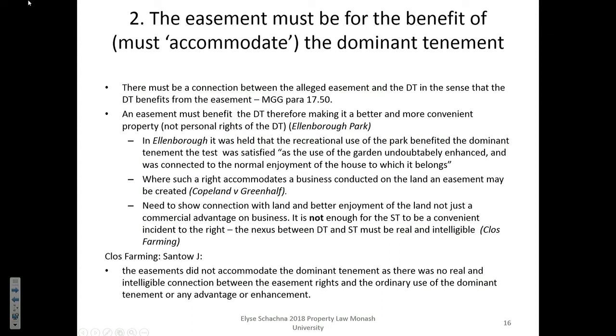So when we're looking at this element, the easement must be for the benefit and must accommodate the DT. We're talking about the land. Is this making the land more convenient? So thinking about if we were trying to get access to a beach, if it's in that area and that's allowing the property to have access to the beach, that is accommodating the DT. It is for the benefit of the DT. Yes, the owners of the DT are getting a benefit from it, but anyone who's using that property and has rights to that property is going to get that benefit. Okay, so it's not merely personal. So let's look at how the cases have dealt with this.